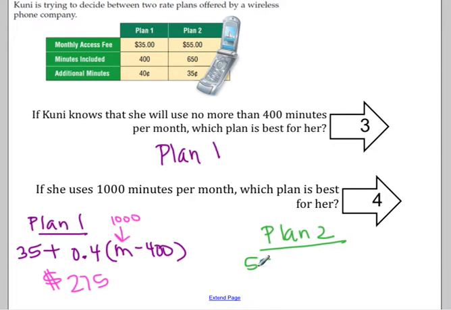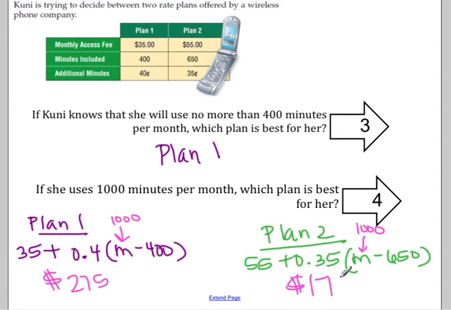If we go ahead and look at Plan 2, and let's just write an equation, same idea, it's going to cost $55 plus 35 cents extra for any minutes over 650. So it's the minutes minus 650. Let's see if that makes sense again. If I plug in 1,000 minus 650 gives me 350. So that means I only have to pay extra for 350 minutes. So if I multiply this and calculate on my calculator, I get $177.50. So which plan is the best plan for her? That is Plan 2.